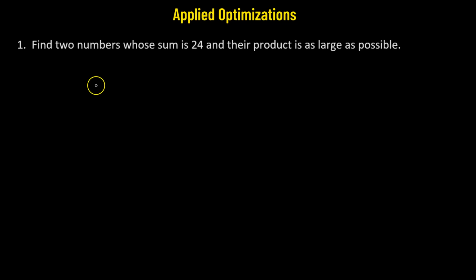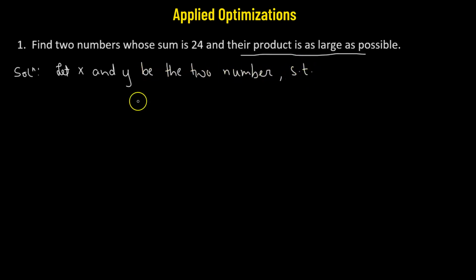We'll begin with a very simple numerical to help you understand the power of optimization. So let's first understand the question. We need to find two numbers whose sum is 24 and the product is as large as possible. So this is what we have to work with. We'll start with two numbers. Let x and y be the two numbers such that their sum is 24. Let this be equation number 1.